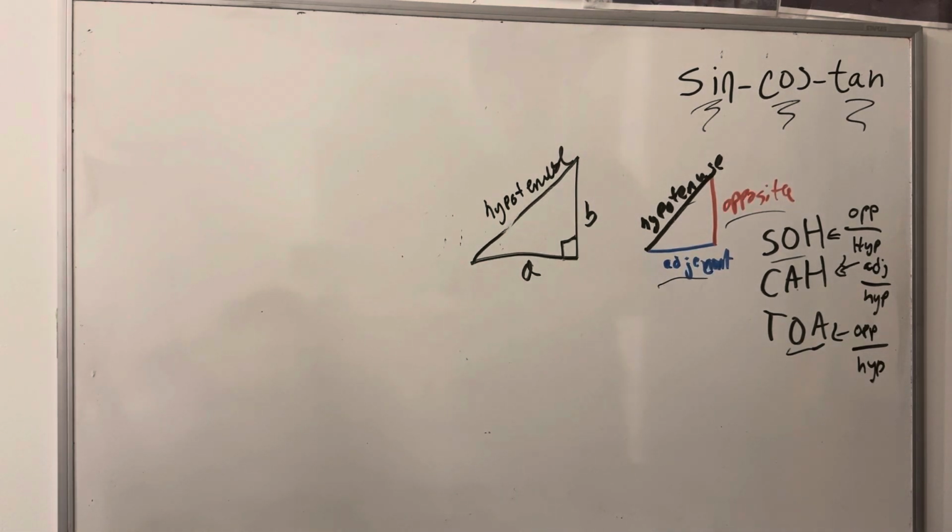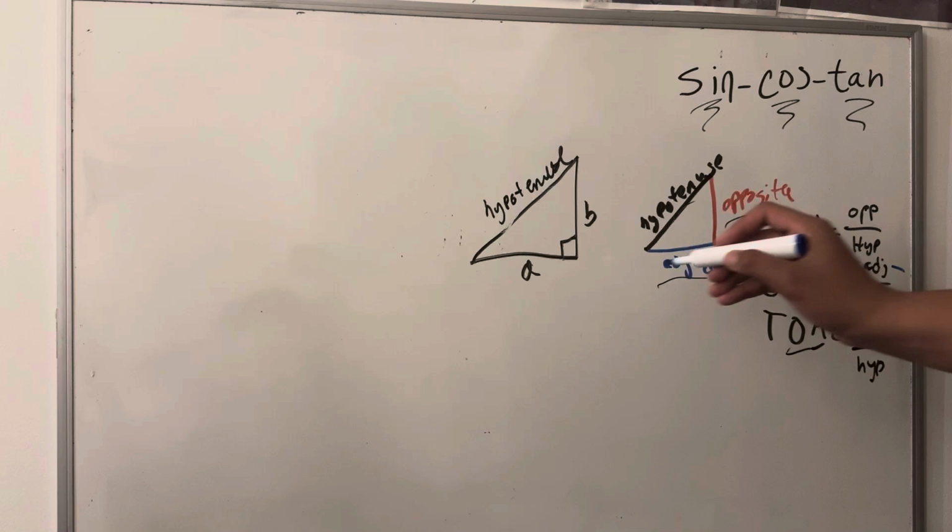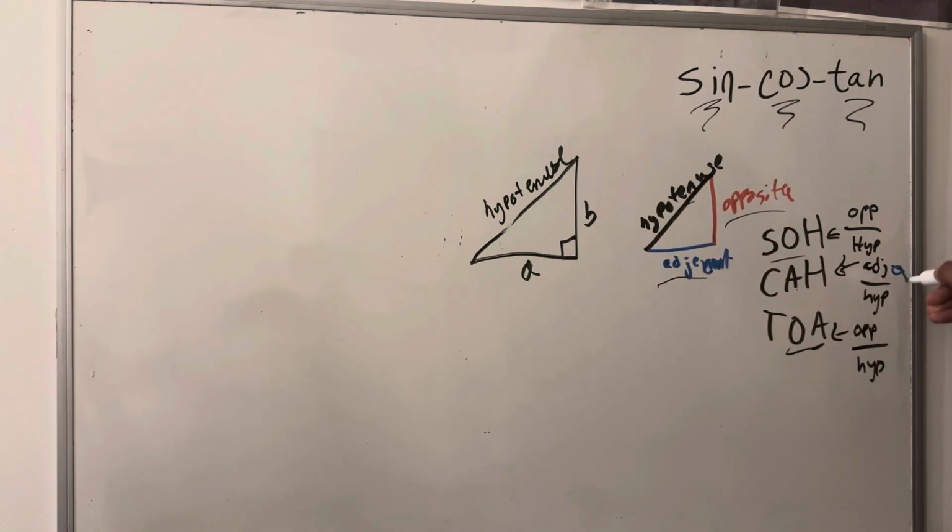So for you guys, we have adjacent. We could establish that as A. And then we have the opposite side here, and then over the hypotenuse. So these ratios are different depending on what angle you're looking at.